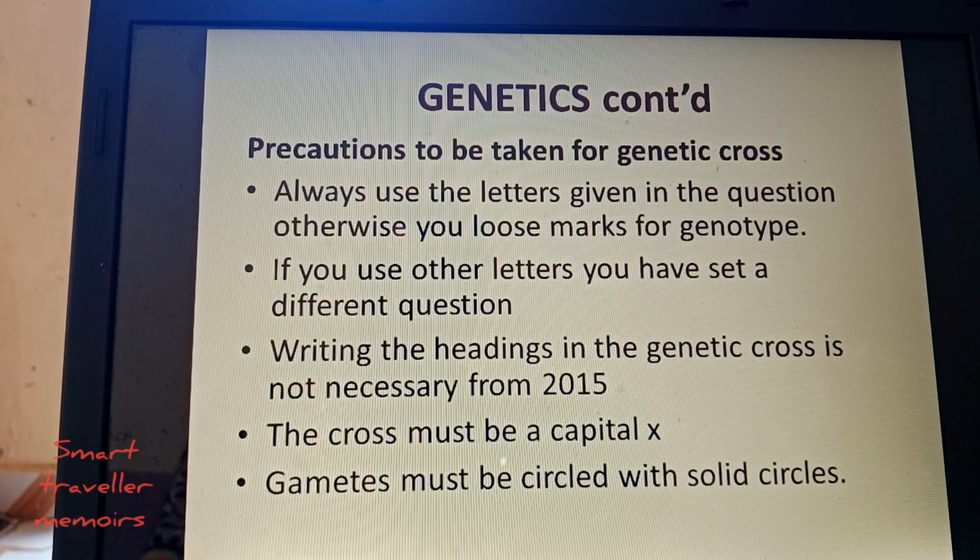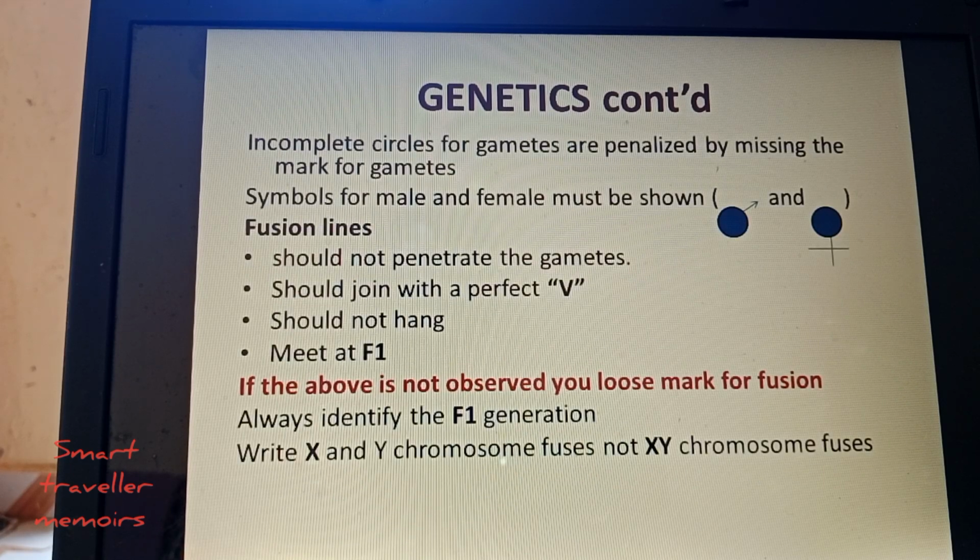The cross must be a capital X. Gametes must be circled with solid circles. I'll give you the examples. Incomplete circles for gametes are penalized by missing the mark for gametes. Symbols for male and female must be shown. Like you see, this is the symbol for male, and this is the symbol for female.